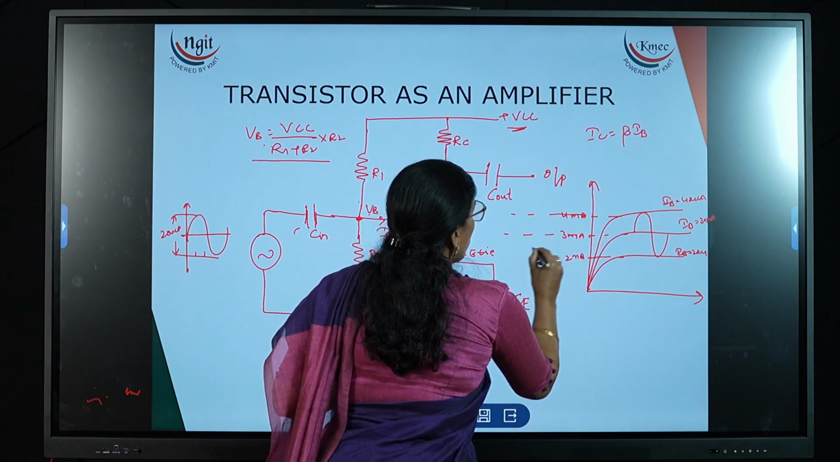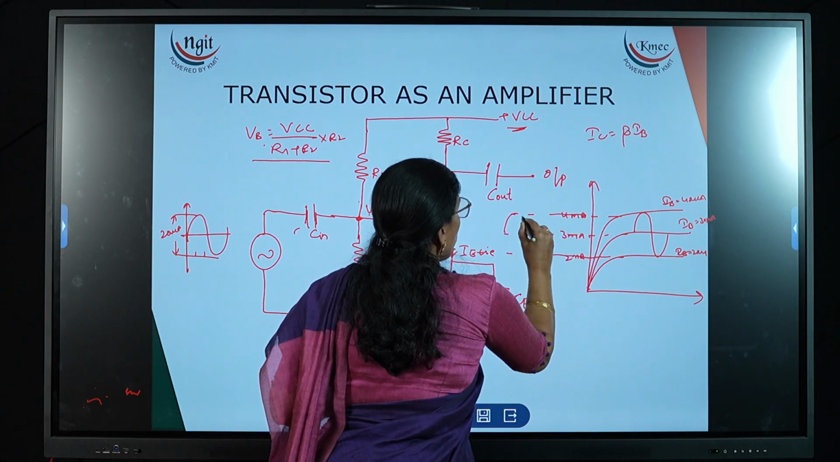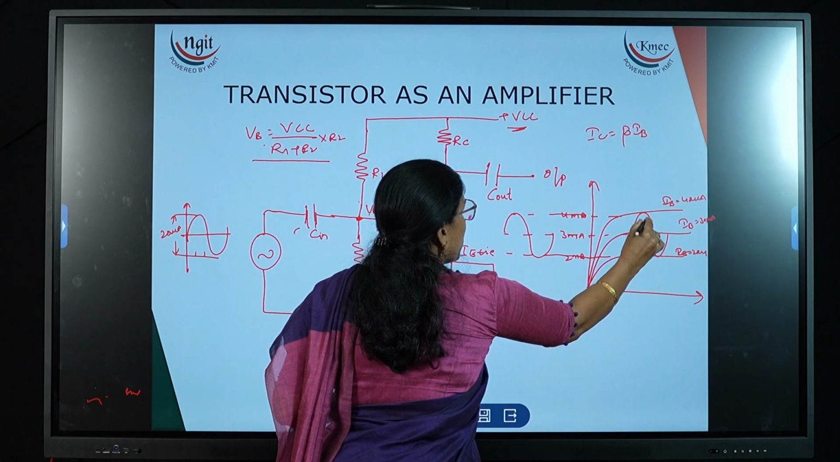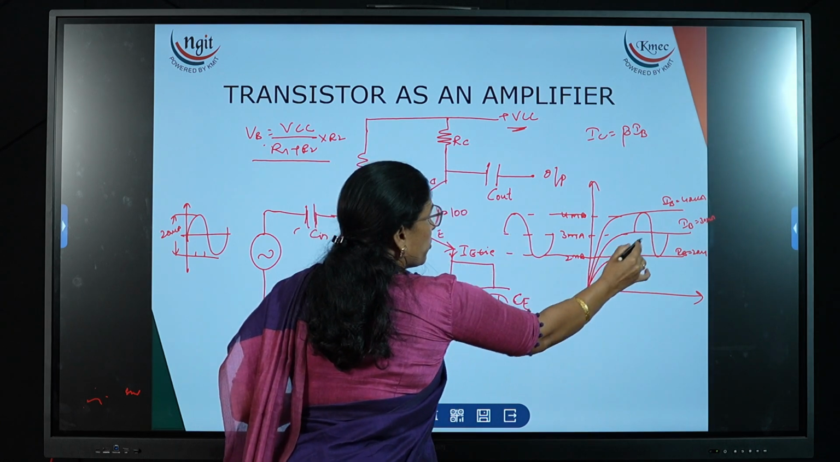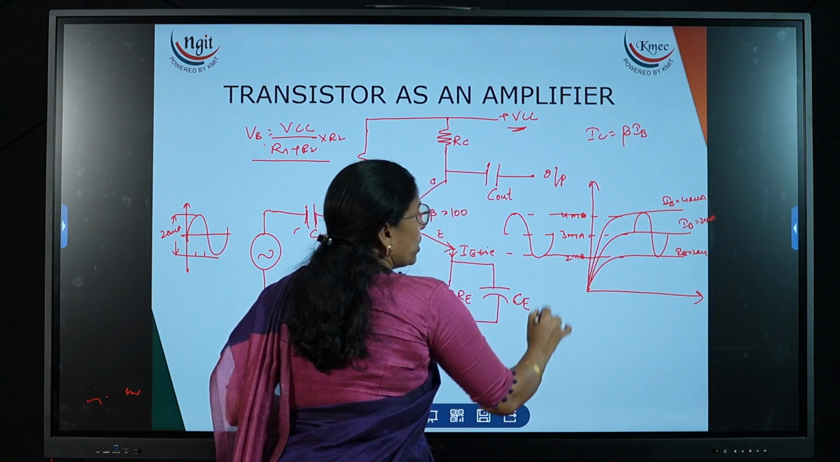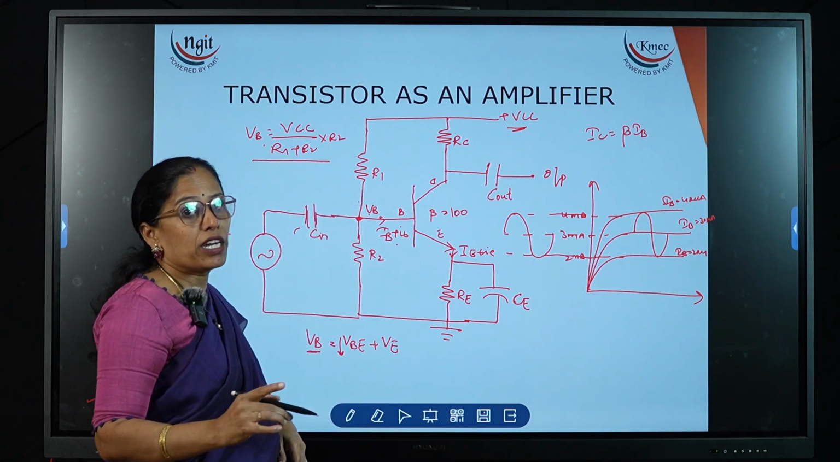Now as the input current is changing, similarly the output current also changes. If input current increases, output current increases. If input current decreases, output current also decreases, but with beta times.